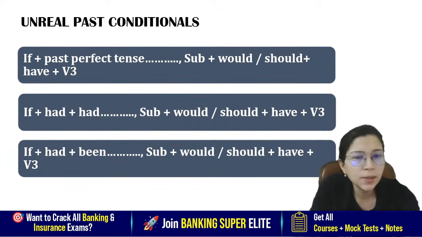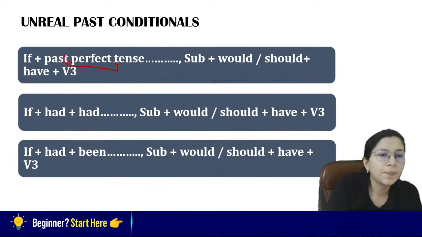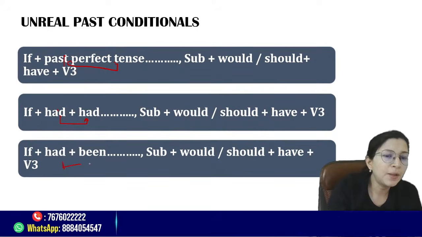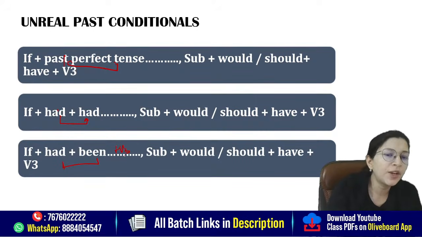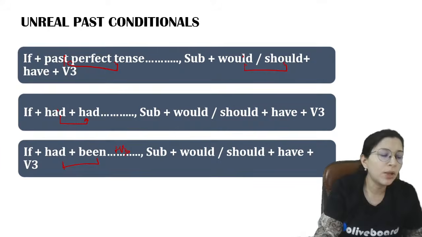See, this is the subordinate clause. The subordinate clause will be in past perfect tense. Now, in place of past perfect, can we write had also? We can write had been plus V3 also. All these are past perfect tense. And the principal clause will be in would have plus V3. So this is the structure that you have to keep in mind.